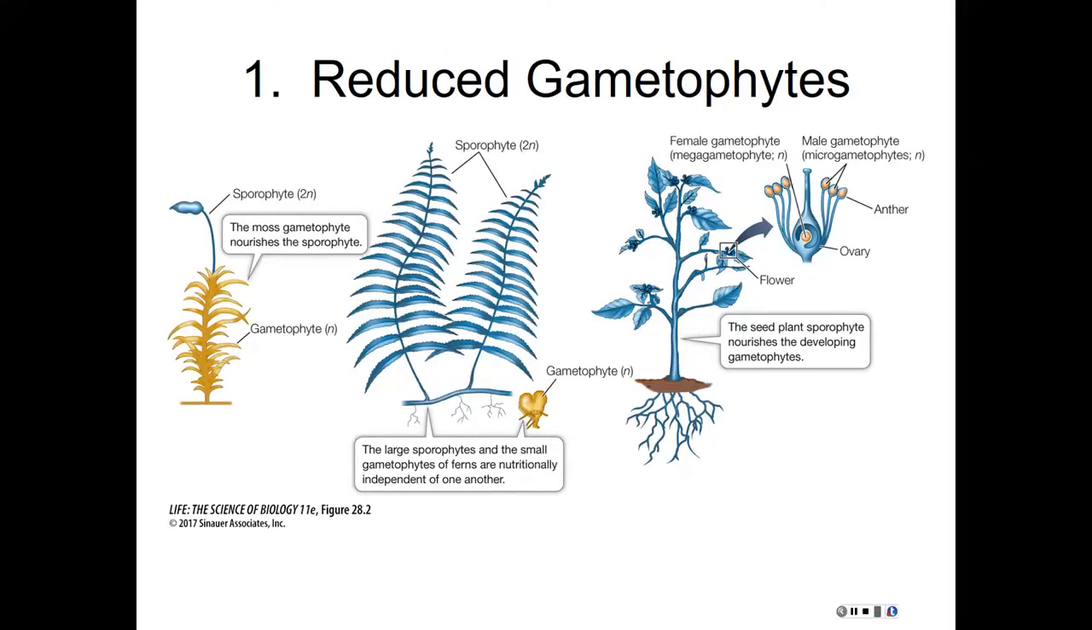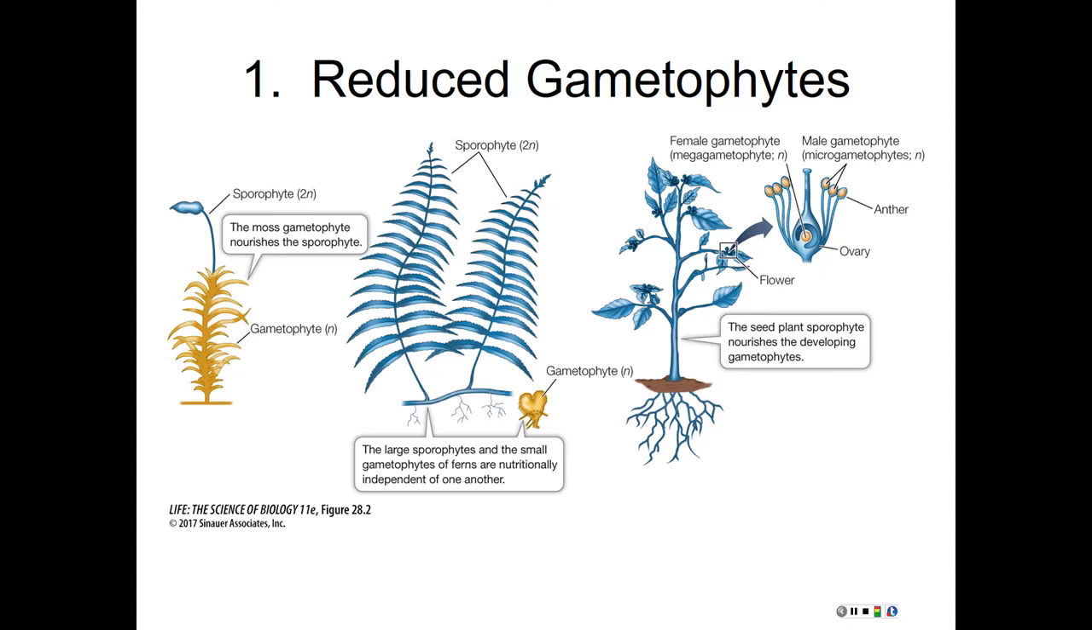So the trend in land plants in general is one of a continual reduction in the size of the gametophyte and an increase in the size of the sporophyte. So we have an evolutionary trend away from prevalence of the gametophyte.